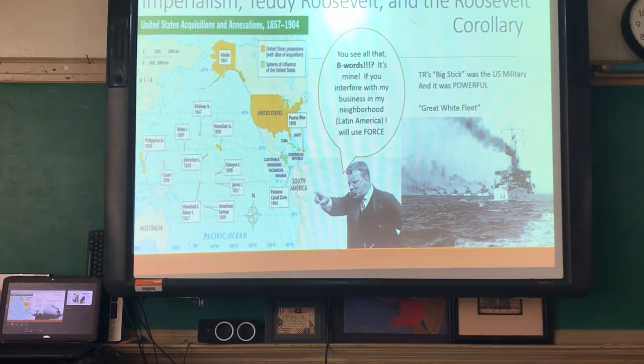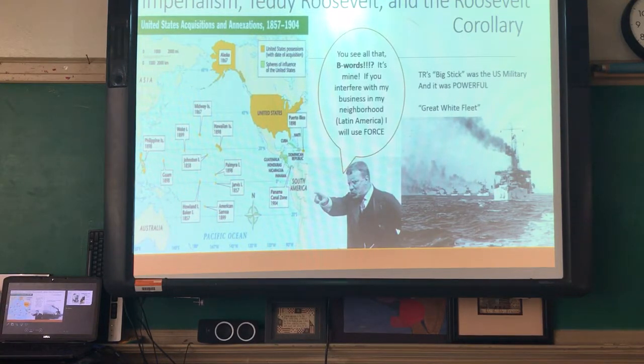So again, we're talking about Teddy Roosevelt. He was for imperialism. One of the big things we talked about earlier was the Roosevelt Corollary, and that was: European nations, do not come over to our side of the world and mess with countries that are near us. Those are our neighbors. We have economic and financial interests there. Do not come over here and try to colonize it or try to take over or influence them. That's our side of the world. You stay on your own side.